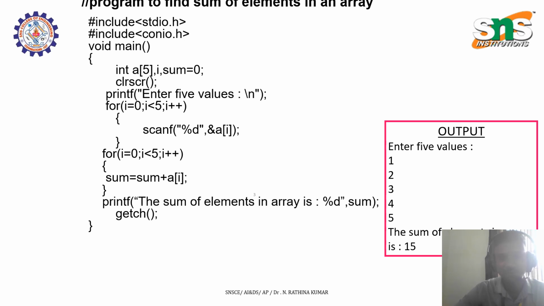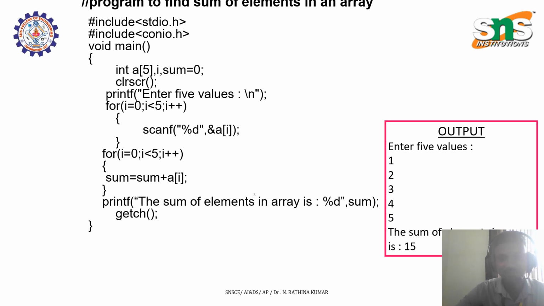So here i is 0. Whatever value we give is stored automatically in a of 0. The next step is the i value is incremented by 1, so now 0 becomes 1. Then again it checks the condition. Yes, i is less than 5, so the condition is satisfied and the scanf statement is executed again. Whatever value we give now is stored in a of 1. This process is repeated until it reaches 4. When it reaches 5, it automatically exits from the loop. So what is the next statement? The next for loop.